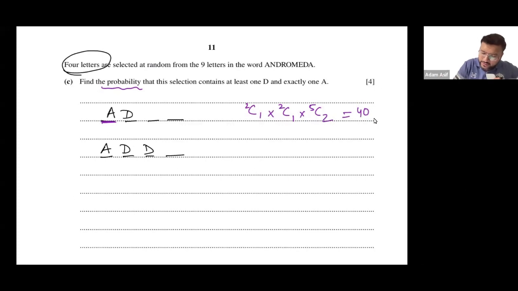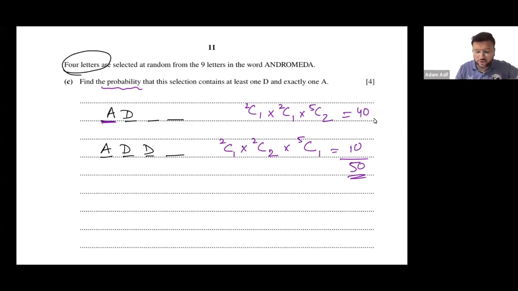For the second case, out of two A's, any one A can be accompanied. Out of two D's, you're going to select both D's. And out of the remaining five non-repeated letters, you're going to select one letter, that is 10. So there are 50 possible selections.